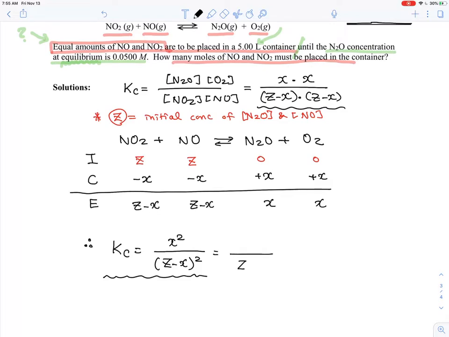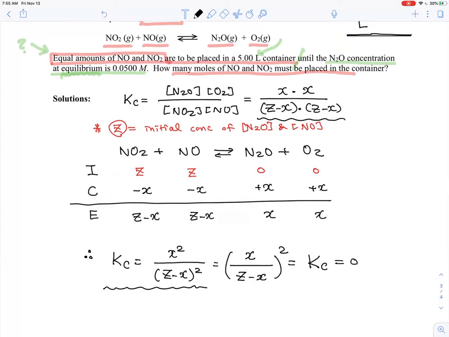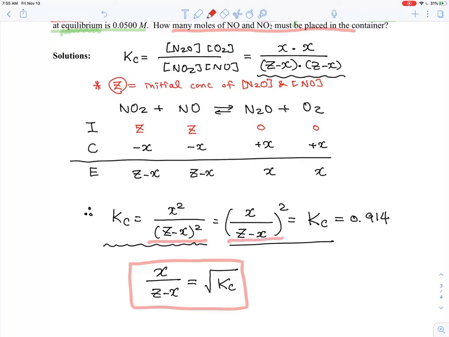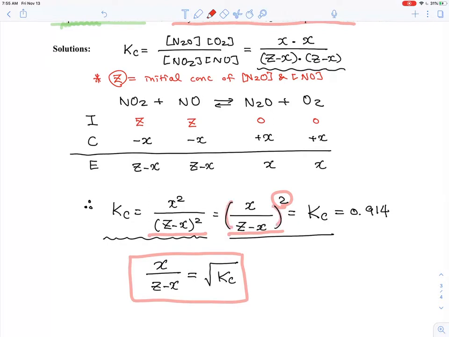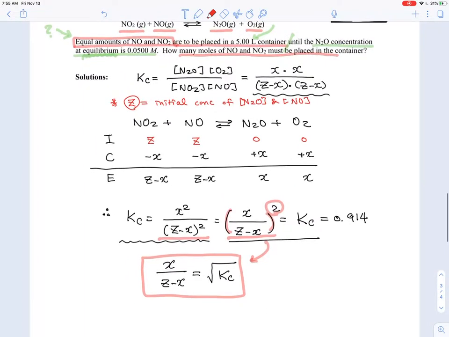it is actually z minus x and x, both squared, which is the Kc value, and I know the Kc value is shown up here as 0.914. Having said this, what I can say is that x over z minus x is the square root of Kc. So this makes my life a little bit easier, because this particular example happened to be simplified: dealing with this quadratic equation can be translated into a simple linear equation to solve. So that's a very easy, lucky situation that we have here.